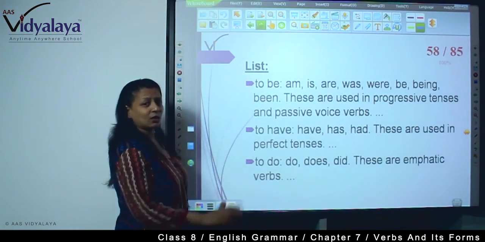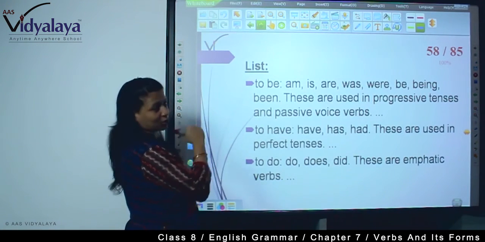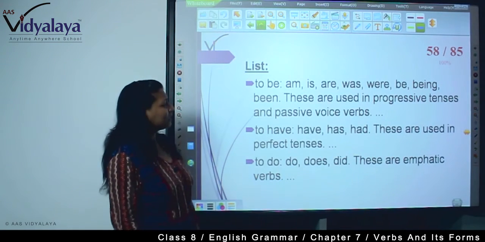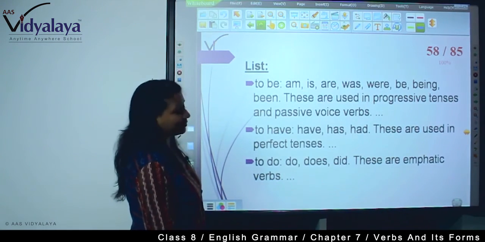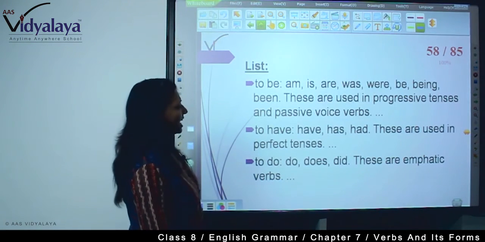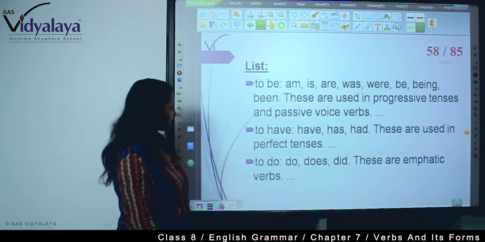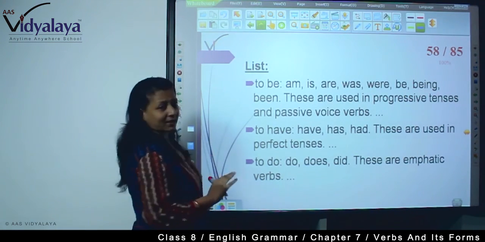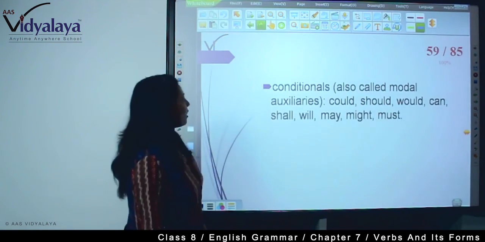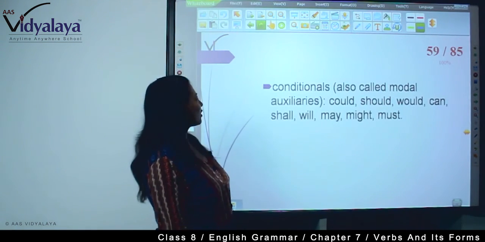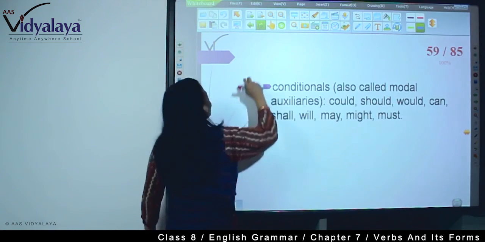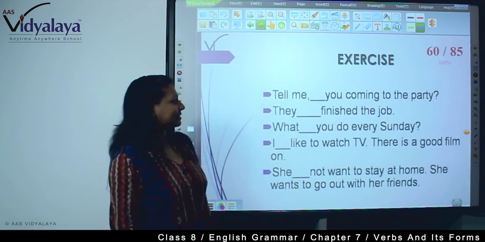Now there is a list, though I have written it there, the list is also here. To be: am, is, are, was, were, be, being, been. These are used in progressive tenses and passive voices. To have: has, have, had. These are used in perfect tenses. To do: do, does, did. These are emphatic verbs. So you have a list of this also. Now conditional verbs are also there. These are called modal auxiliaries. So could, should, would, can, shall, will, may, might, must. These are your conditionals.